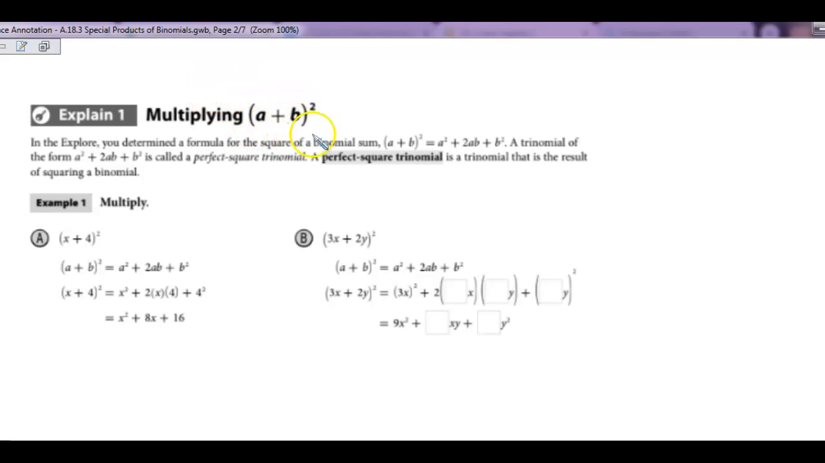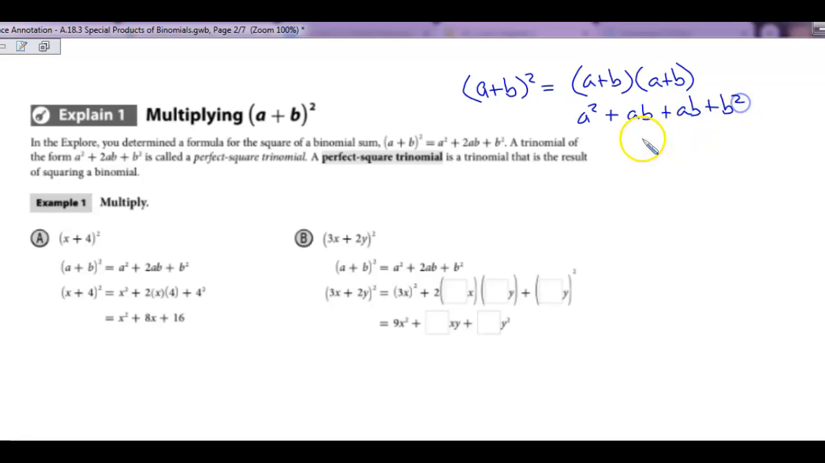When you have something like this, a plus b squared, this is the same thing as a plus b times a plus b. They're exactly the same. And then you get a squared plus ab plus ab plus b squared. These two will combine, and you get a squared plus 2ab plus b squared. This 2 is going to be important.